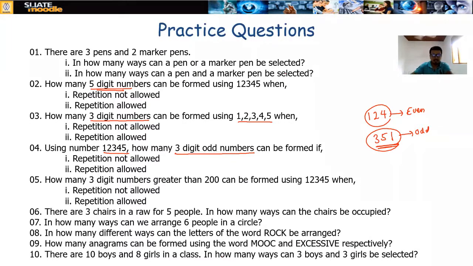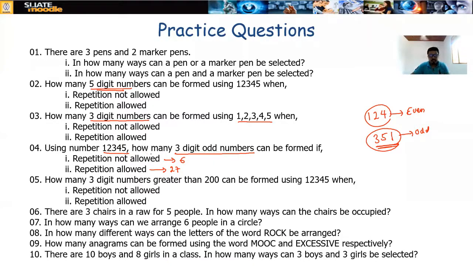Six. Okay, it means right. For part 1, what are the answers you got? If the repetition is not allowed, first we'll discuss that one. For part 1, 6 ways. For part 2, 27 ways. Okay. Here we have got one answer as 6, and here we have got one answer as 27. What about others?